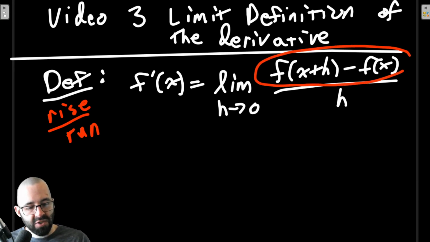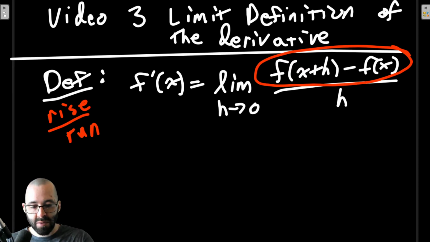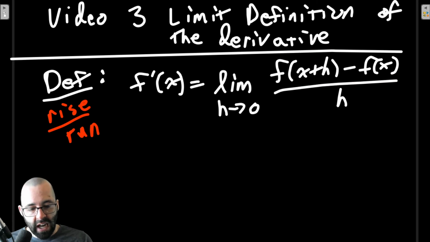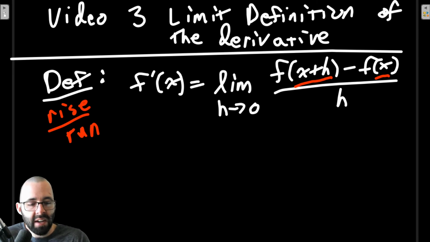Look at this. This is just the difference between two function values. That's a vertical difference. That's a rise, the difference between two function values. And right here is if those x values are h units apart. This is our run, right? If one x value is this and the other x value is this, what's the difference between those x values? It's h. So this definition of the derivative really is just rise over run.